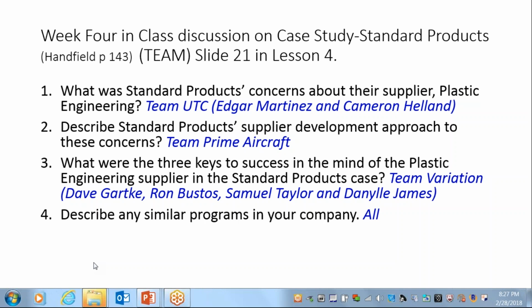The three keys to success were, firstly, during the implementation of the Kaizen breakthrough, management explained everything to the employees and ensured them that there would be no job loss. Secondly, Standard Products deployed a supplier development approach, teaching the plastic engineering supplier about process improvement and mentoring them throughout the process in its entirety. And then thirdly, the cost reductions were shared in an equitable manner on a product by product basis between the organizations.